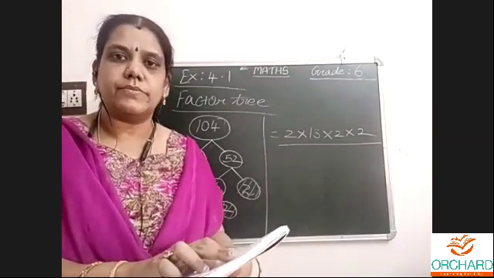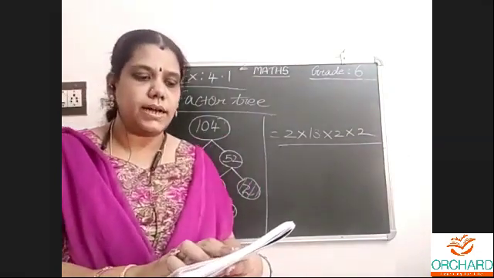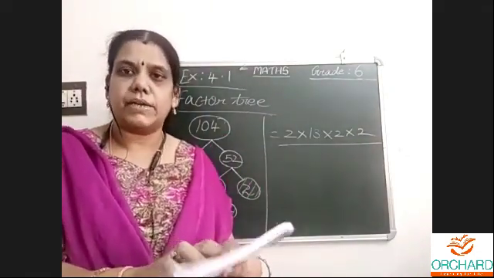Sri Kulali, 14 and a half. Shrutika, 11.